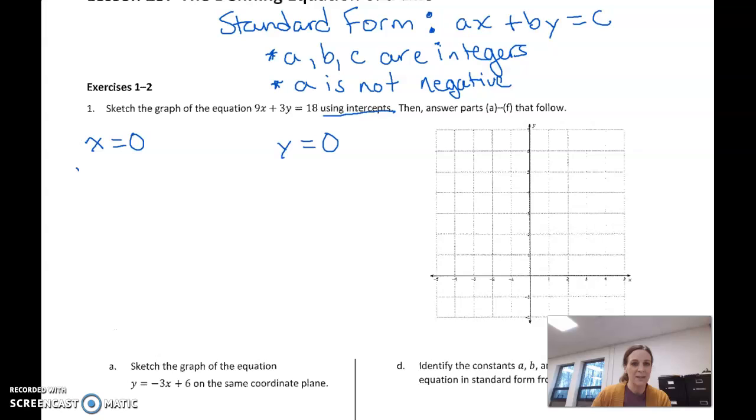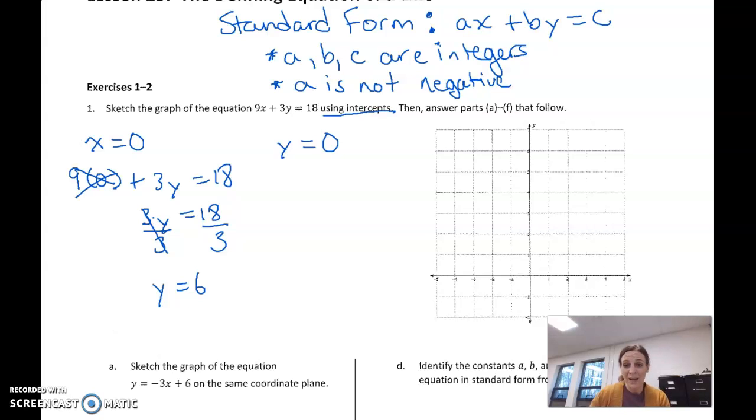So this equation right here is 9, instead of saying times x, I'm going to go 9 times 0 plus 3y equals 18. Now 9 times 0 is just 0, so I'm left with this positive 3y equals 18. This is 3 times y, so I'm going to divide both sides by 3. And y is equal to 6. So remember, we can go to our y-axis at 6 and put a dot, or remember this is the ordered pair 0, because that's your x value, 6. And if you graph 0, 6, same spot.